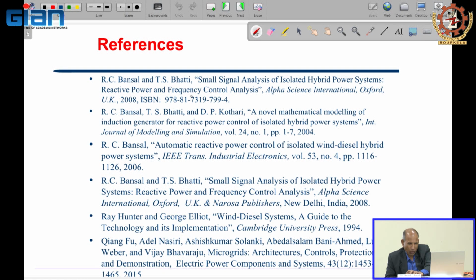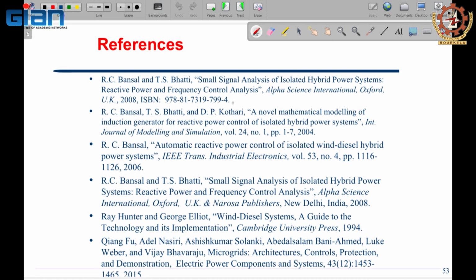So based on the research we did for PhD, then some additional research, we published a book, Small Scale Analysis for Isolated Hybrid Power System, mainly dealing with the reactive power control, but a little bit added for the frequency control. Frequency control you can find a lot of literature, but reactive power, you'll see this sort of modeling. You don't find that very frequently.